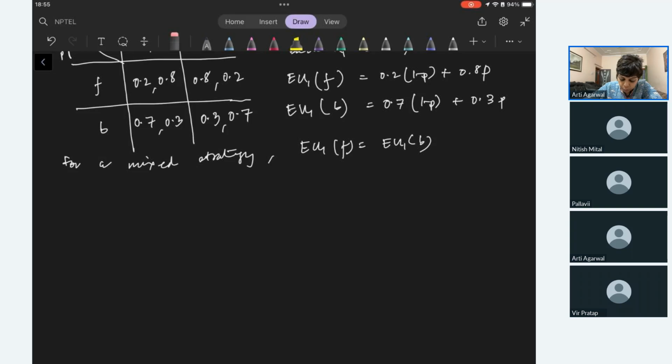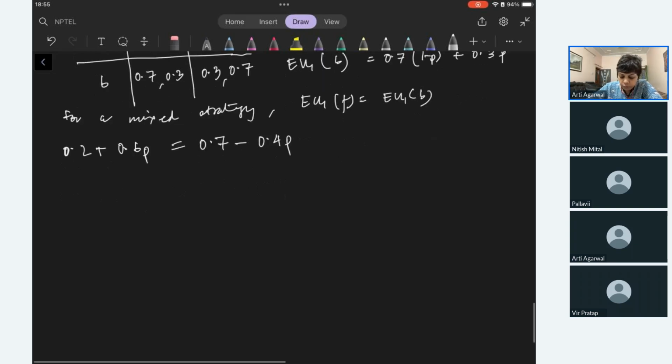So this is 0.2 minus 0.6p is equal to 0.7 minus 0.3. Is that correct? This is plus 0.6. Yes. So now I bring P to this side. This becomes P, 0.7 minus 0.2 becomes 0.5. So in this case, again, it turns out that P is 0.5, or you can just write half.